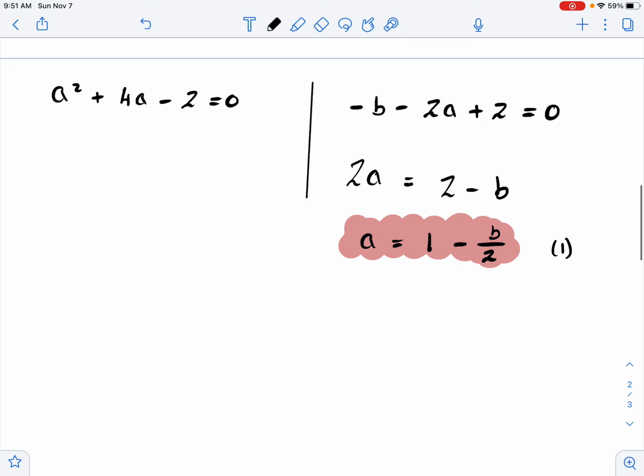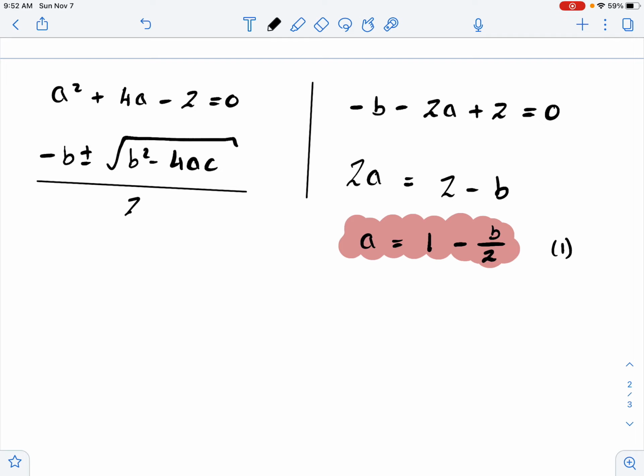To solve the second part, I look at this other equation, a squared plus 4a minus 2, and I have a quadratic trinomial, so to solve these, I would first try to factorize. I think I can see that I'm not going to be able to factorize. I'm not going to be able to find factors of -2 that are going to sum to 4, so I'm going to have to use my quadratic formula. That's no big deal. Minus b plus or minus the square root of b squared minus 4ac, all over 2a.